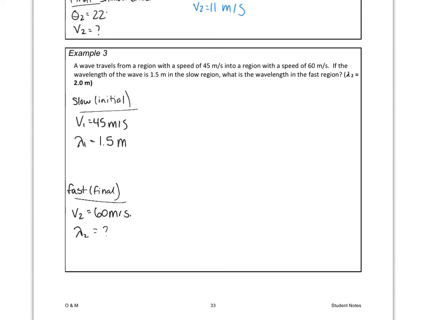So we are going to use v1 over v2 equals lambda 1 over lambda 2. Because we don't have any angles here, we don't need the sine portion. Okay, subbing into our formula, we have 45 meters per second over 60 meters per second, which equals 1.5 meters over lambda 2. Cross multiplying and dividing, we get that lambda 2 equals 2.0 meters.